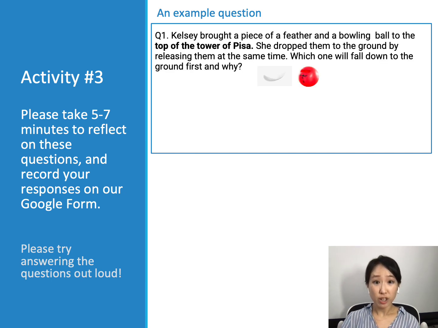We'll be using this set of questions. So there are two questions, and the first question asks about a scenario on Earth. So Kelsey brought a feather and a bowling ball to the top of the Tower of Pisa. She dropped them to the ground by releasing them at the same time. Which one will fall down to the ground first and why? You see that there's two parts in this question, right? Which one will fall down to the ground first? And the other part of the question is asking why.